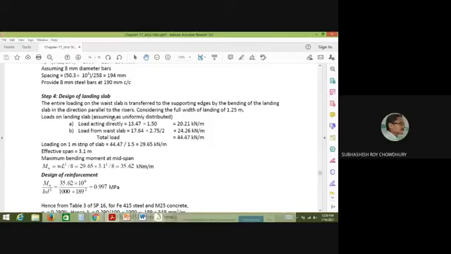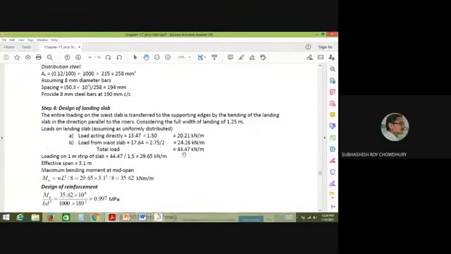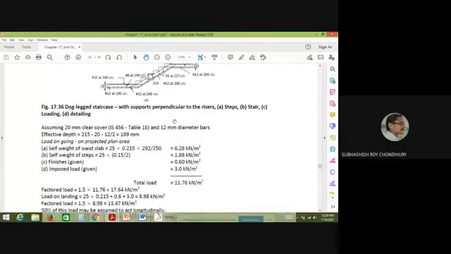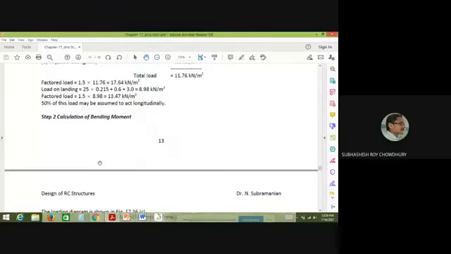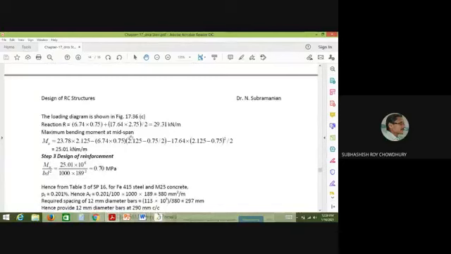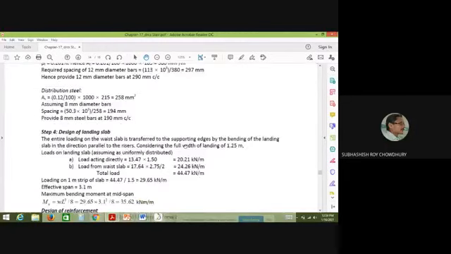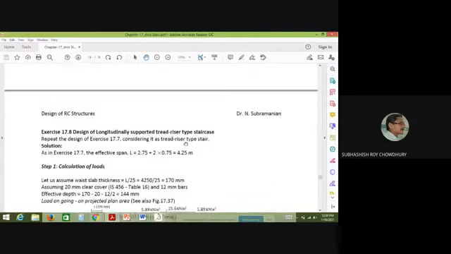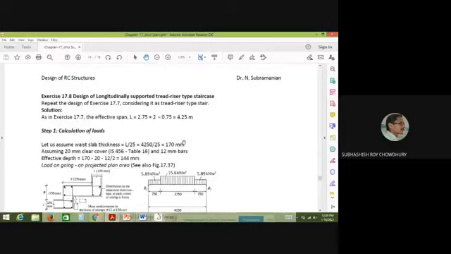What is the total load? Please try to understand the support reaction you have calculated in this case. What was the support reaction? The support reaction you have calculated is 29.31 kilonewton per meter. So that 29.31 should be used here.